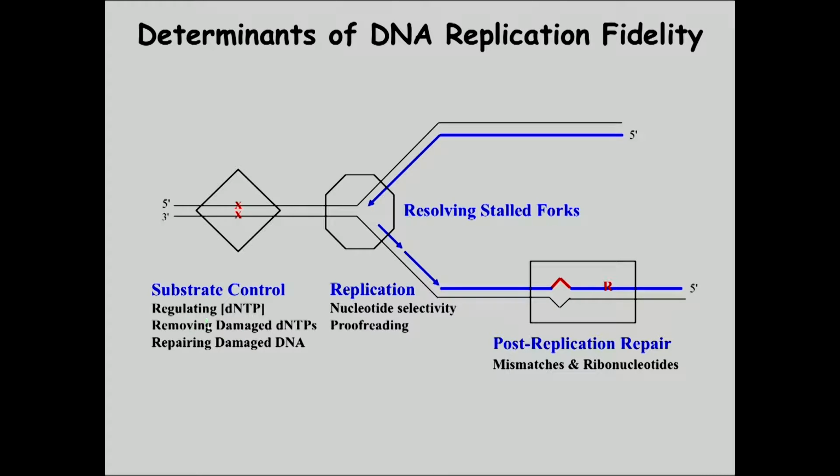Occasionally, these mechanisms don't operate so well, and so forks stall as these two processes attempt to accurately replicate the DNA, and that results in stalled forks, and there are a number of repair processes, DNA transactions, in cells for resolving those stalled forks. And then if replication is successful, it occasionally leaves behind mismatches or newly incorporated ribonucleotides in the DNA. So what I want to talk about in my talk is the role of nucleotide selectivity, proofreading, and post-replication repair processes in determining the fidelity of eukaryotic nuclear DNA replication.